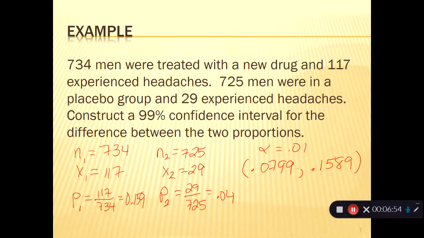Now notice that these are both positive, so 0 is not inside the interval, which means there is a significant difference between the groups. The subtraction is positive. I did this proportion minus this proportion, so definitely this proportion is higher, but we can see that from the proportions, right? So we would say, since 0 is not in the interval, there is a significant difference between the 2 populations.